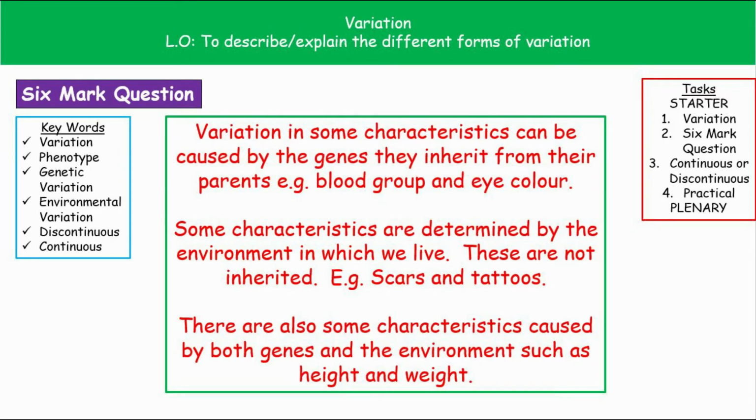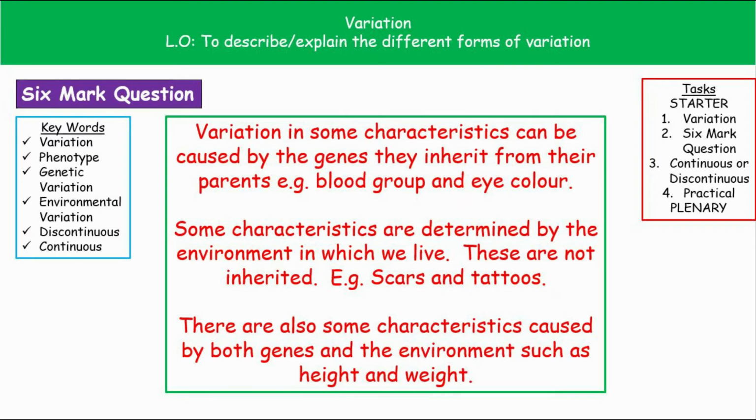So variation in some characteristics can be caused by genes that are inherited from their parents. So if you've mentioned genetic variation on its own, there's your first tick. We then needed to give examples of genetic only, so blood group, eye colour, absolutely fine. If we then went on to say some characteristics are determined by the environment in which we live, tick for that bit. And then we gave the example of things like scars, tattoos and so forth. And then we talked about the fact that there are some characteristics caused by both genes and the environment, give yourself a tick for that bit. And the examples of things like your height and your weight.